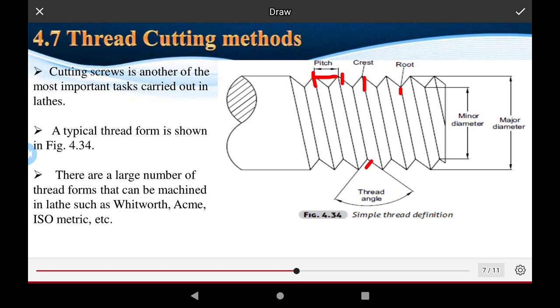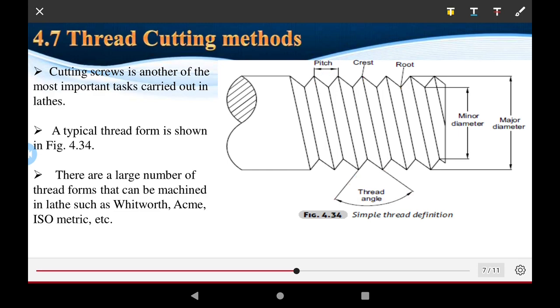And this is the tool. Okay, this is the work performed by the tool. Thread angle: I say that the thread angle is equal to the face of the thread. Okay, the face of the thread. A simple thread definition is considered with this tool.